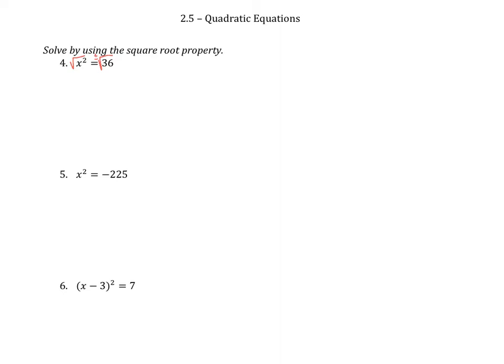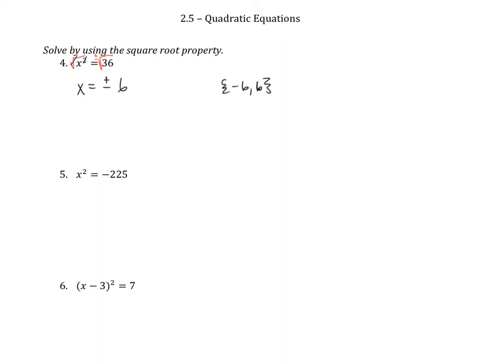So on the left-hand side, the square and the square root undo each other, so you're just left with an x. And on the right-hand side, you have plus or minus the square root of 36, which is 6. So here your two answers are 6 and negative 6. This is kind of the lazy way to write it, plus or minus 6, but you could also write them as separate numbers. Either way, just know that you have two answers there.